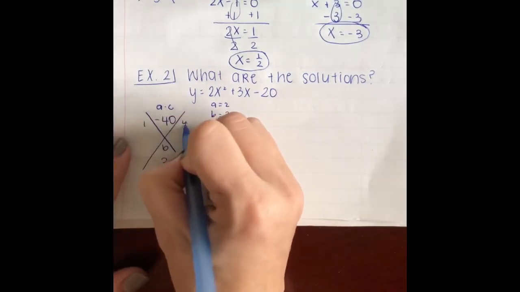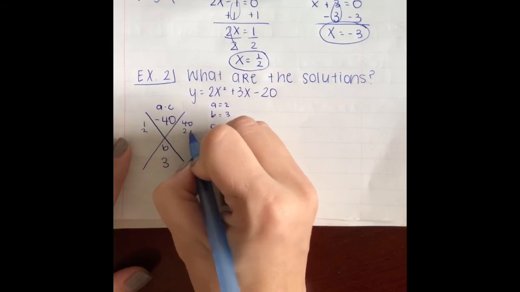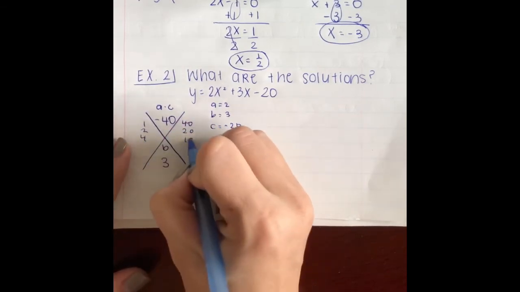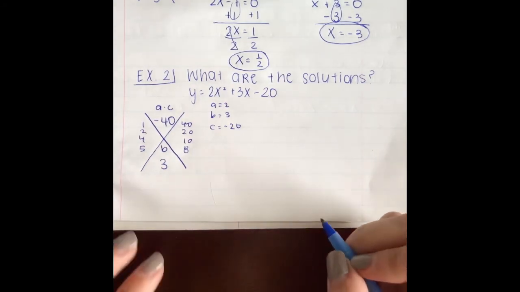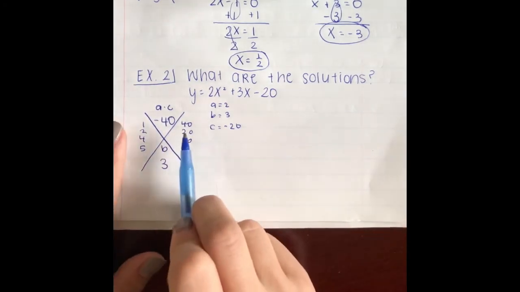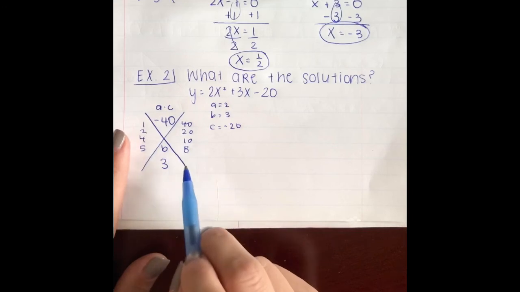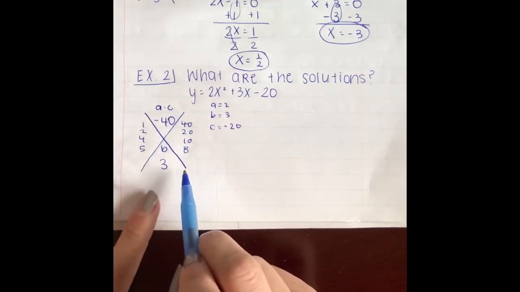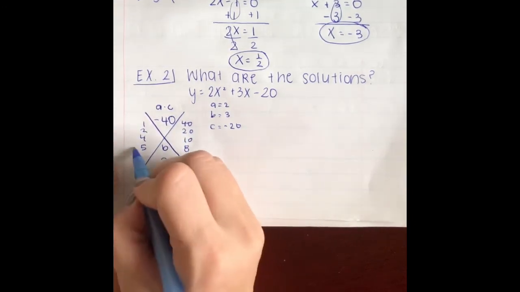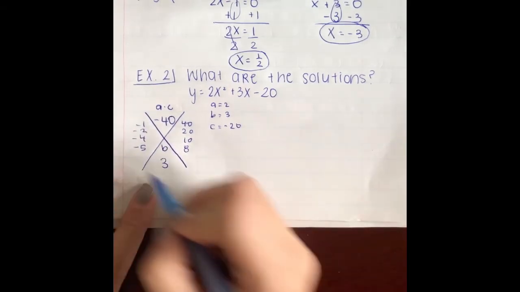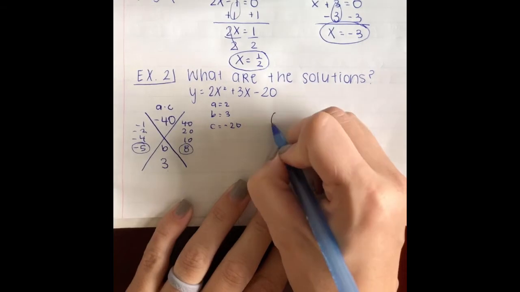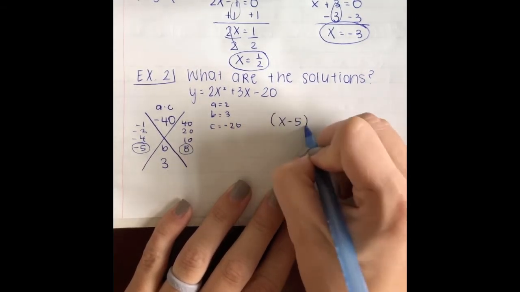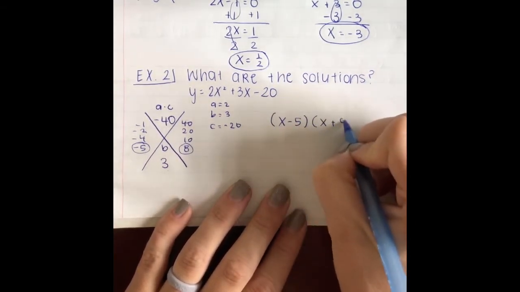So if I'm thinking about everything that multiplies to give me 40, these would be the only things that work. One would have to be negative in order to multiply and give me -40. And to add up to be positive, my greater number would be positive. Okay, so our winner would be a -5 and a +8. So we're going to have x minus 5 and x plus 8.